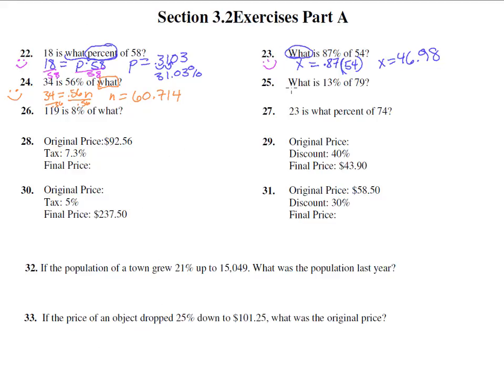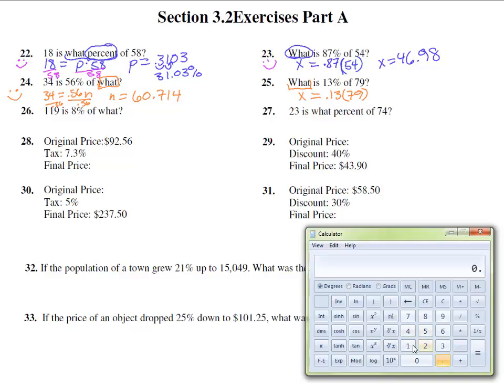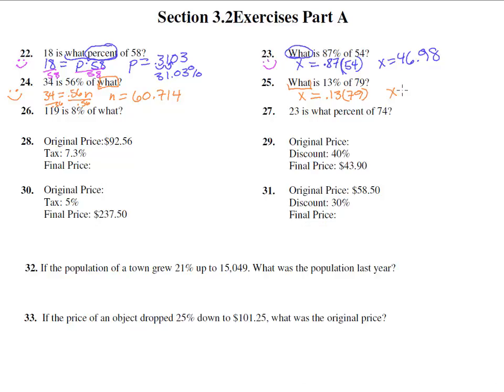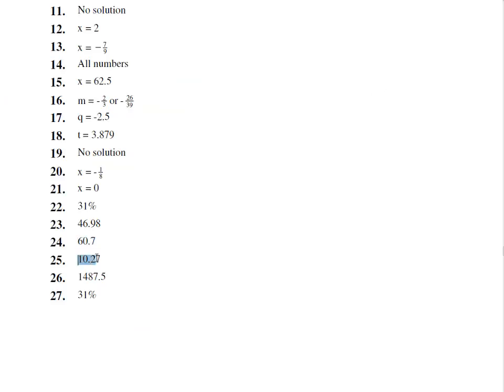All right, number 25. What is 13% of 79? Here's our what. We could use n or x for a variable. Is 13% is 0.13 of means multiplication 79. So we translated that into an equation. Hey, look at that. That's nice. We don't even have to solve to get x by itself. It's already there. We just have to punch in those numbers. 0.13 times 79 equals 10.27. When we write that down, we're not changing it to a percent at all. It just says, what is that number? Let's check our answer. 10.27.